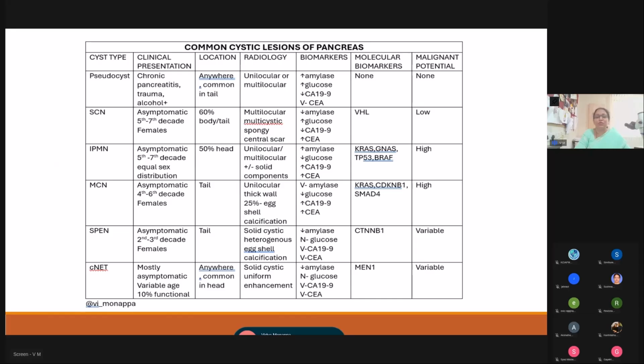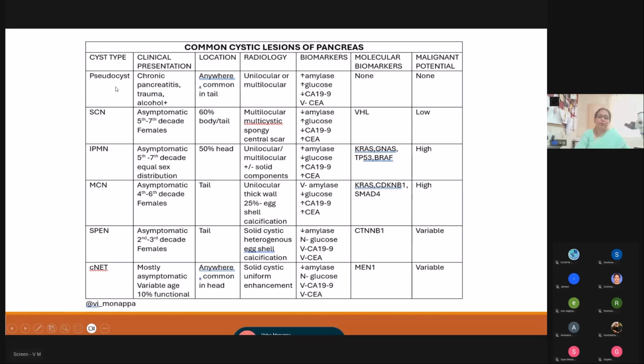Okay, there's nothing much to discuss about serous cystadenoma, but yes, you should know what are the common cystic lesions of the pancreas. There are many more, but I'm going to restrict myself to these. And what are the various biomarkers that are available? What are the newer advances, and what are the molecular biomarkers that are available?